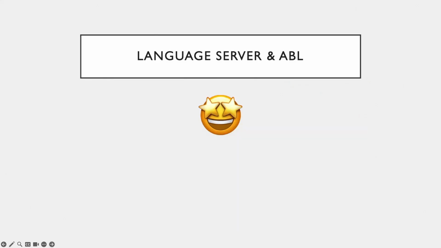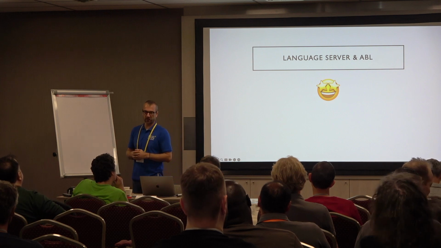So the first presentation about VSCode and ABL was done in 2021. At this time, the emoji was a bit different because nothing was available. That was just a presentation saying that in a couple months, that will be available. So since approximately the beginning of 2022, I would say, the plugin is available on the marketplace.